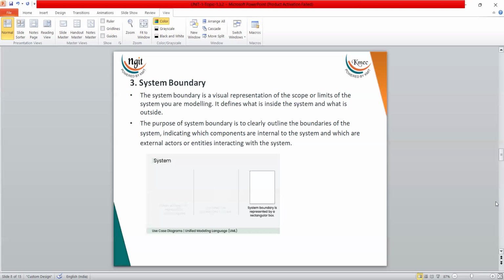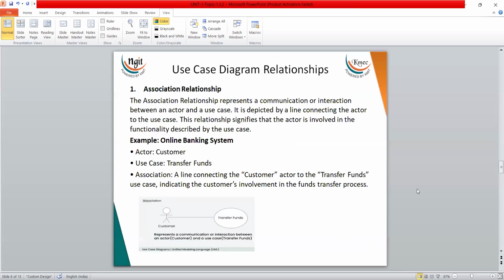The next one is the system boundary. This system boundary is a visual representation of the scope or limits of the system you are modeling. It defines what is inside the system and what is outside. The purpose of the system boundary is to clearly outline the boundaries of the system, indicating which components are internal to the system and which are external actors or entities interacting with the system. This can be represented with a rectangular box.